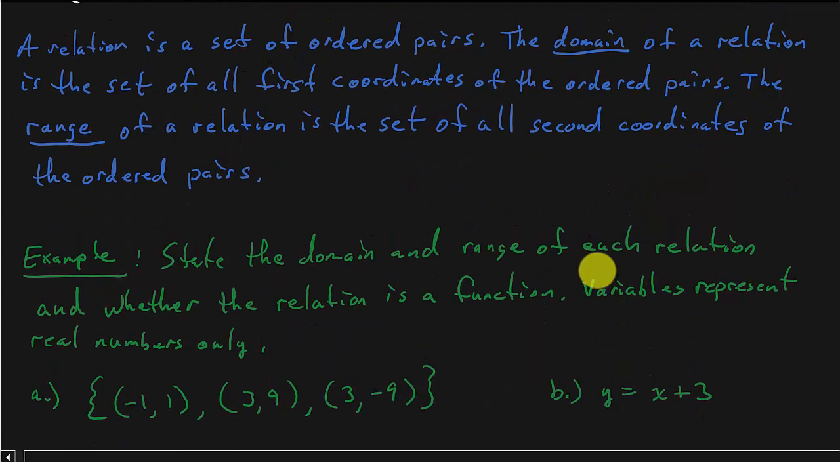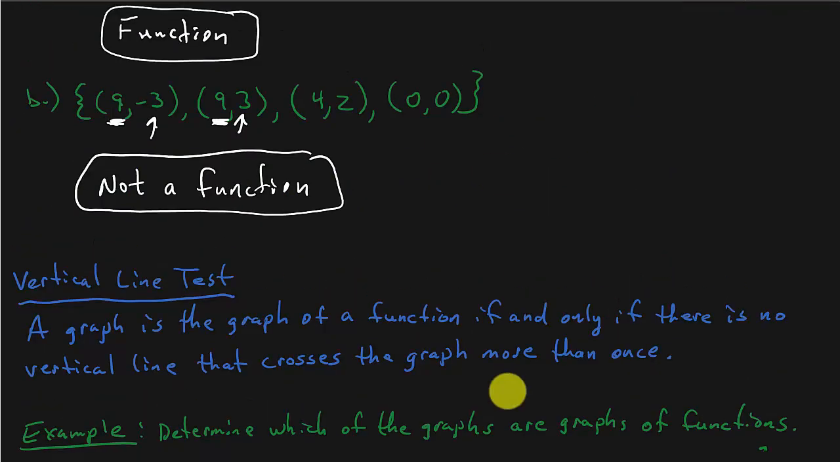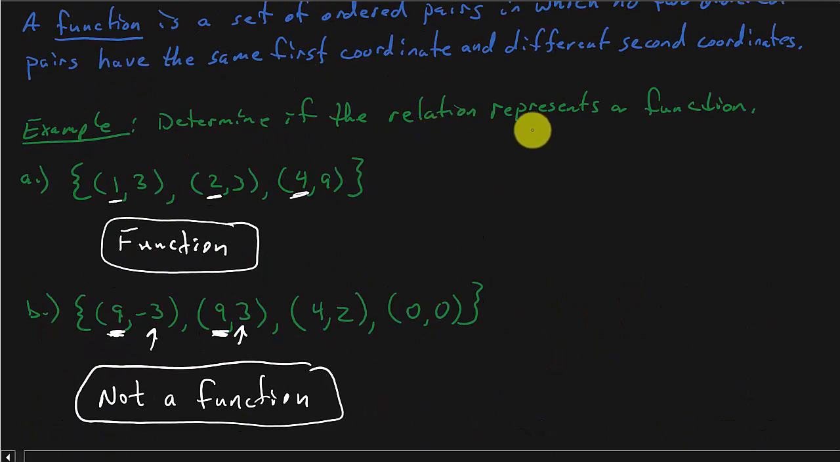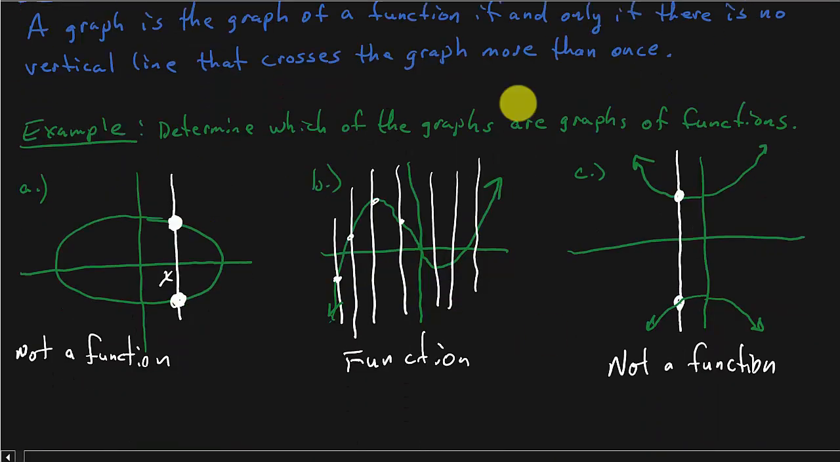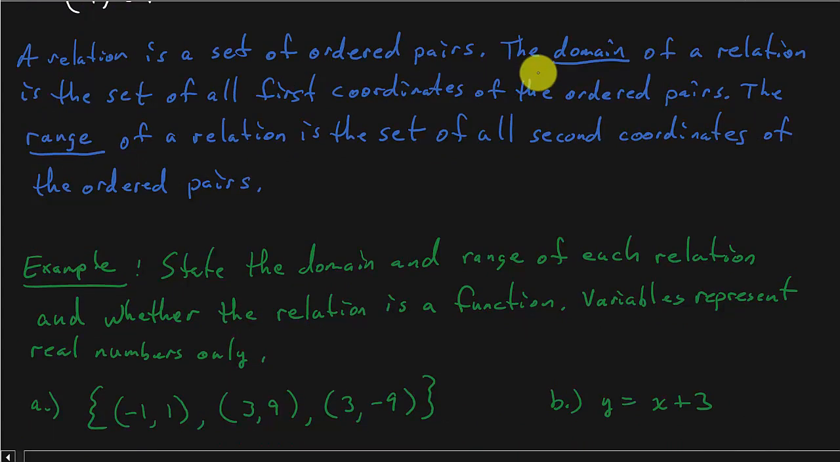All right, so now let's look at domain and range. It says a relation is a set of ordered pairs. We looked at relations earlier, when we had this, determine if the relation represents a function. So we're going to return back to relations as a set of ordered pairs. The domain of a relation is the set of all first coordinates of the ordered pairs, and the range of a relation is the set of all second coordinates of the ordered pairs.